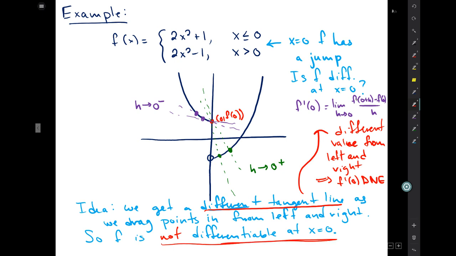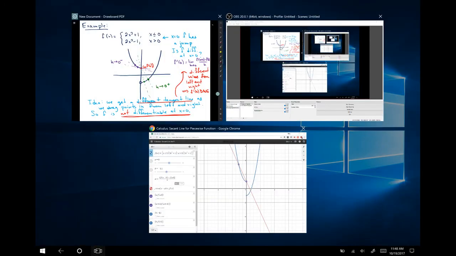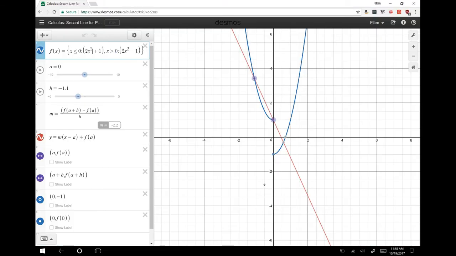And again, we are just focusing on x equals 0. We're just talking about that one single point. So I would like to show you guys a computer-generated picture of this so that you can see a little bit more what's going on. So again, this is the exact same function. I have 2x squared plus 1 and 2x squared minus 1, and the break is at 0.